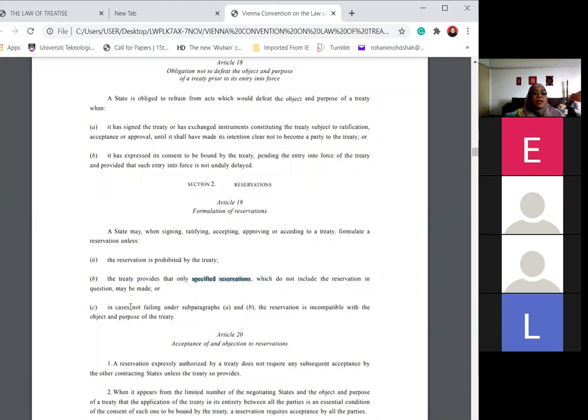You see, in case of not falling under subparagraphs A and B, the reservation is incompatible with the object. The reservation is incompatible. Meaning, if your reservation is contested to be in conflict with the object and purpose, you cannot have that reservation. Right? So the rule is sometimes read like this: a reservation is allowed if the reservation is not in conflict with the treaty. Yeah.